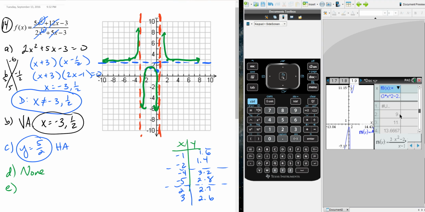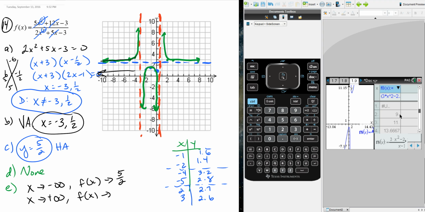And then real quick, let's go back to that last graph. Should be this one. Yep, this one here. So E, end behavior, as x goes to -infinity and as x goes to +infinity, what is f of x doing? So as x goes to -infinity, that's this way. Well, my graph appears to be approaching that asymptote, which was at 5/2. And as x goes to +infinity, my graph goes this way, which also approaches that asymptote, which is also 5/2.